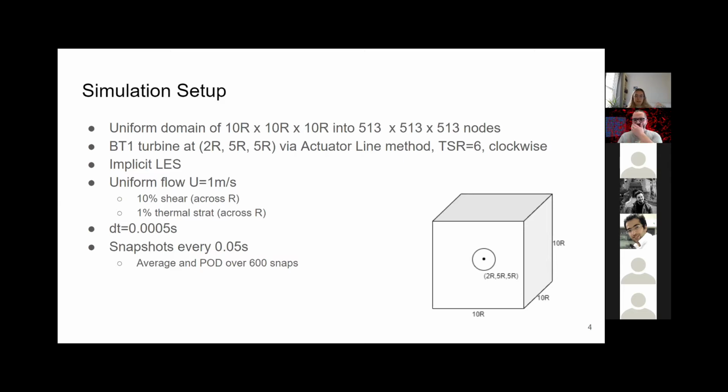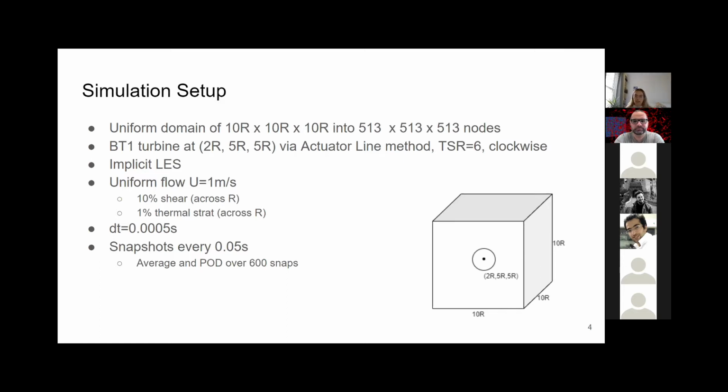I've got the implicit LES to solve for turbulence. And our base flow is a uniform inflow of 1 meter per second. And then when we have shear, we're applying it so the velocity in the center of the domain remains at 1 meter per second. And then each radius up is an extra 10%, and each radius down is minus 10%. And the thermal stratification is the same, just with 1% change across a radius distance.